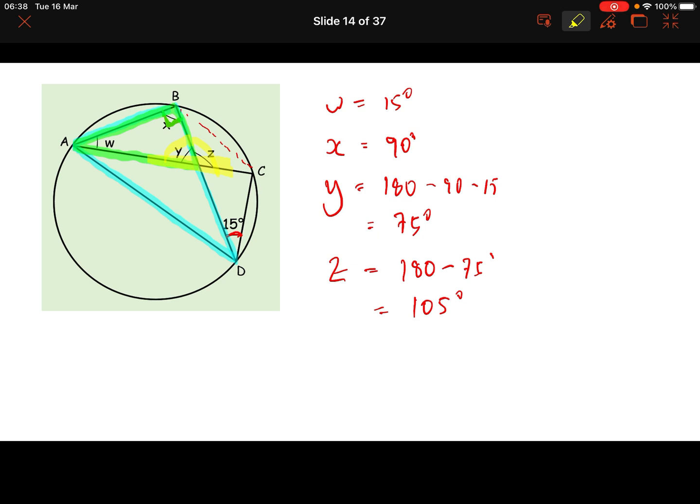So don't forget your normal rules as well when you're doing a circle theorems question. Okay, all your rules of angles will come into play. And all you really do is go around finding as many angles as you possibly can until you find the angle that you're interested in.